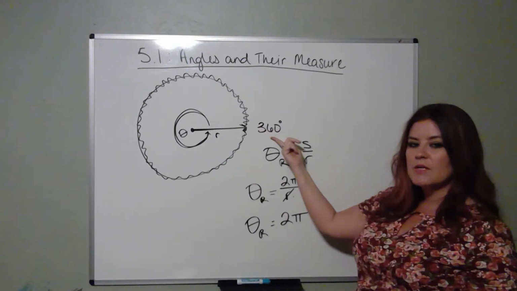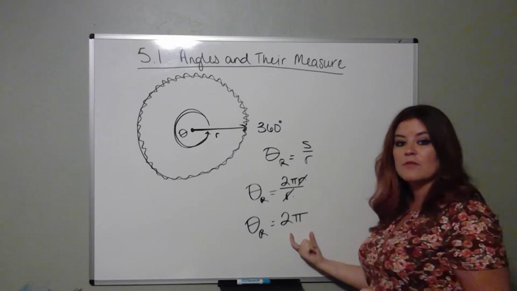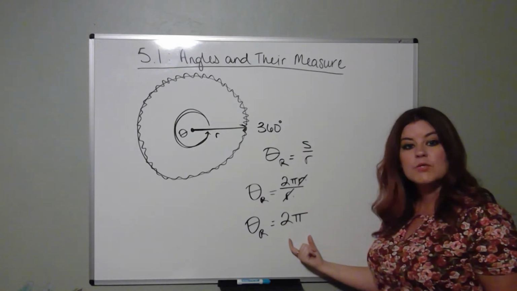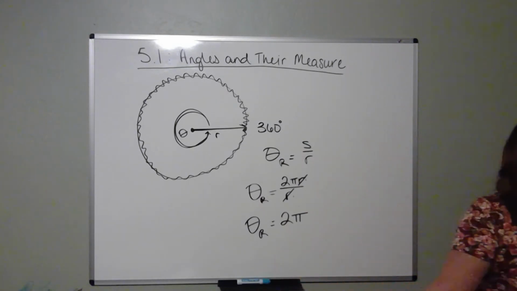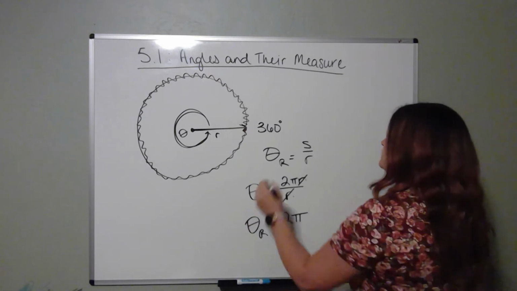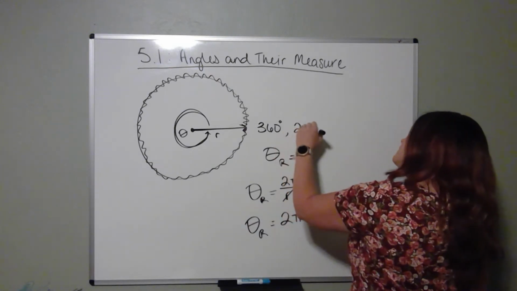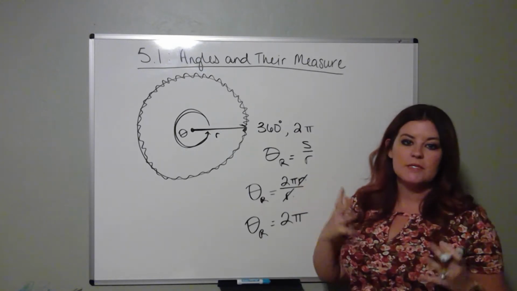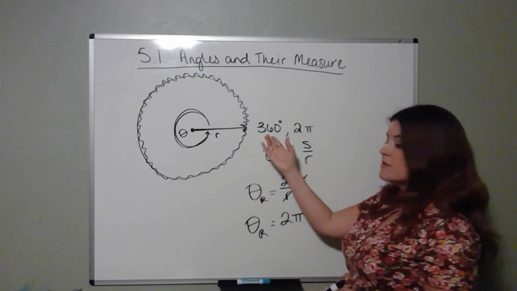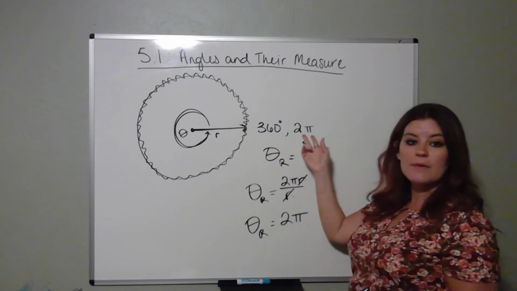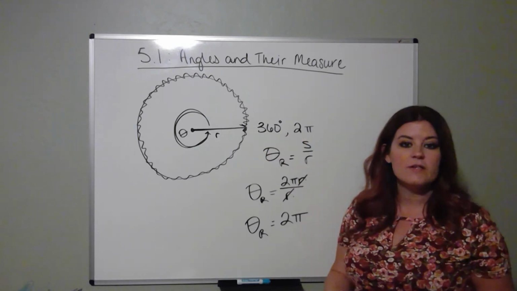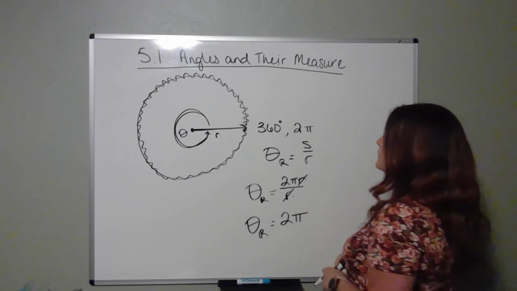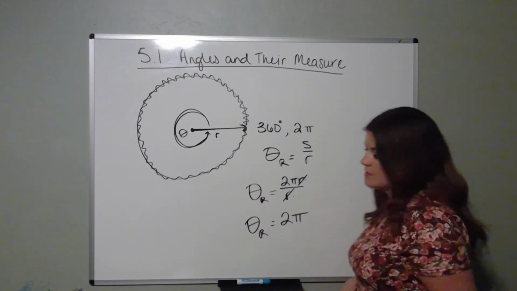I knew it was 360 degrees. Now I know a full rotation in radians is 2 pi. So this is a good start on the relationship between degrees and radians. I know 360 degrees and 2 pi radians are equivalent as far as the angle that they're measuring. Okay, so that's a good start.